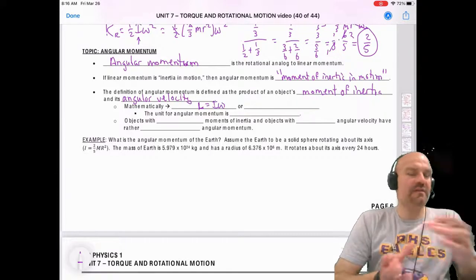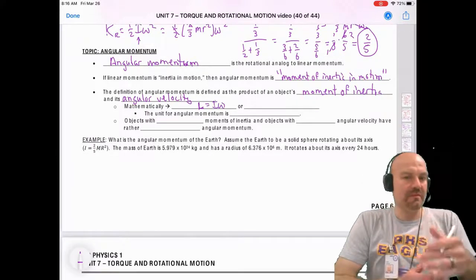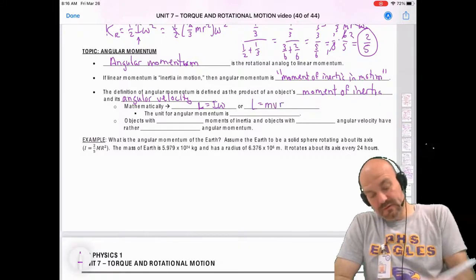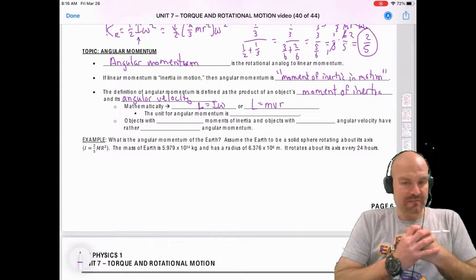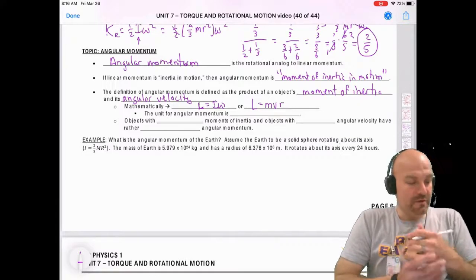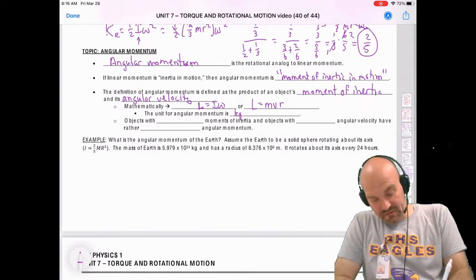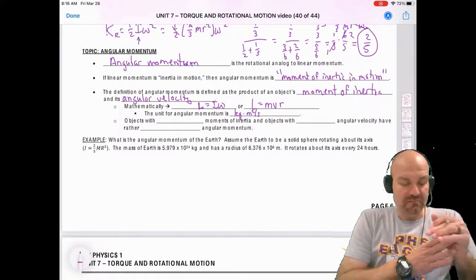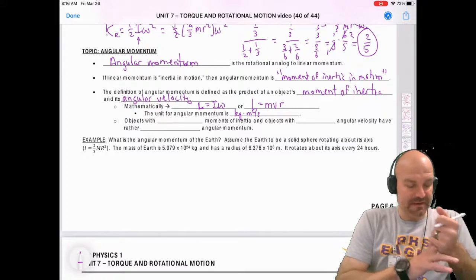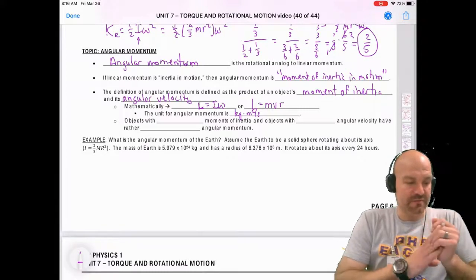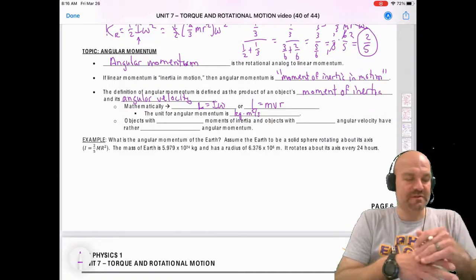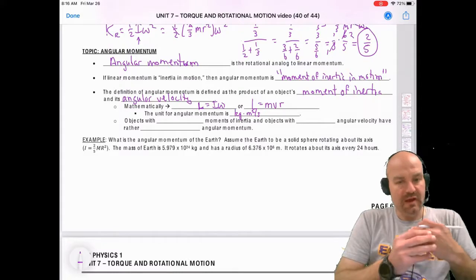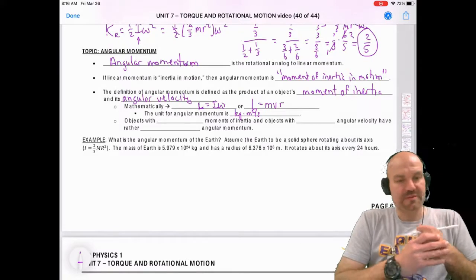But because we do make this connection back to the linear, where momentum is mv, angular momentum is simply mvr, okay? The unit for angular momentum is kilograms times meters squared per second, because you've got the kilograms times meters squared, and you have radians per second, and so that's why you get kilograms times meters squared per second.